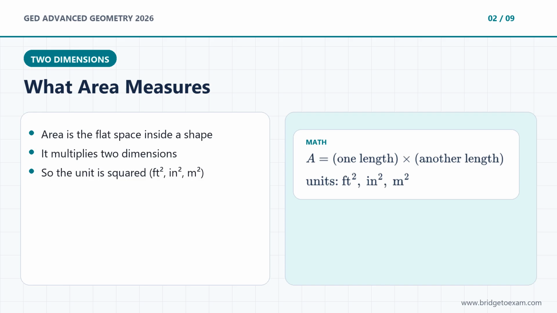Area measures the flat space inside a figure, like the carpet needed to cover a floor. Because area multiplies two dimensions together, a length and a width, the answer is always in square units, such as square feet or square inches. If you ever see an area answer written in plain feet, you know something has gone wrong. Two dimensions means squared units.